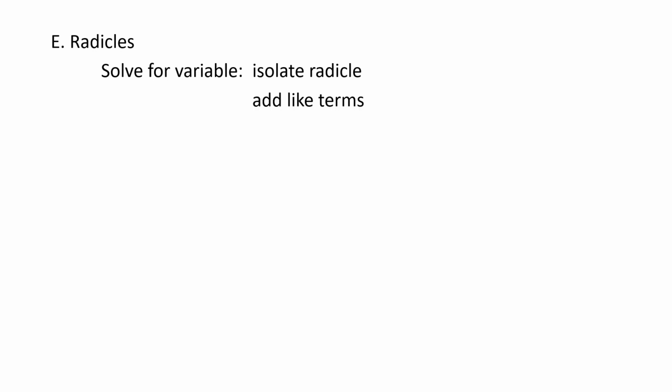Then you're going to add any like terms. You have to make sure you add your like terms and isolate your radical first. Then you're going to square both sides.